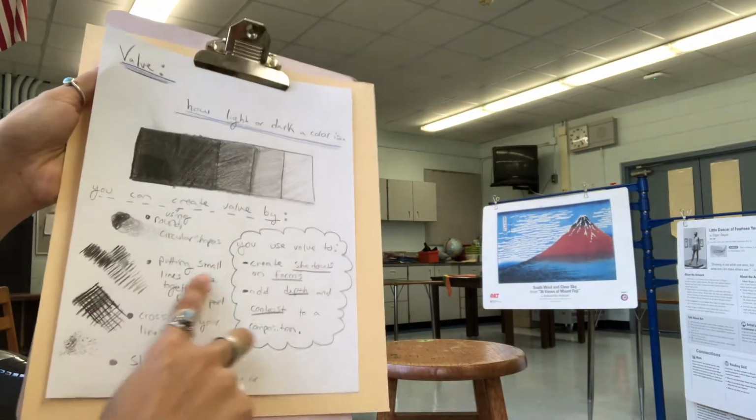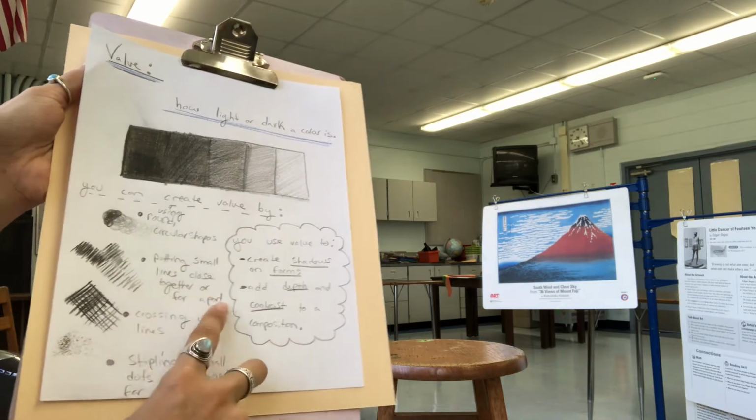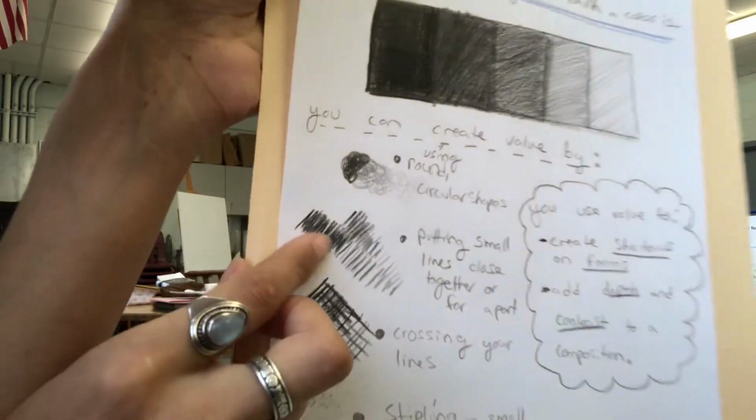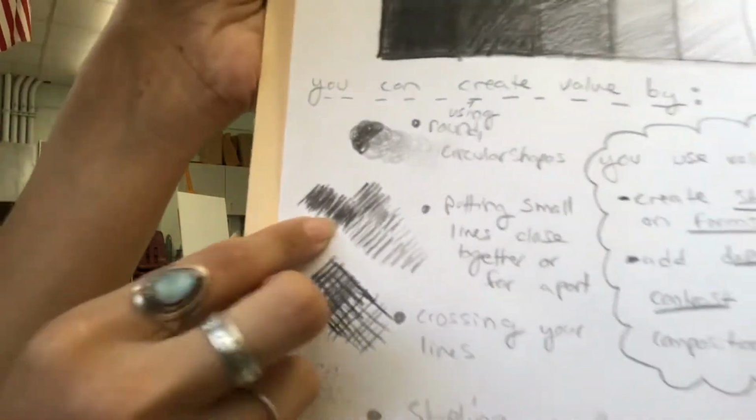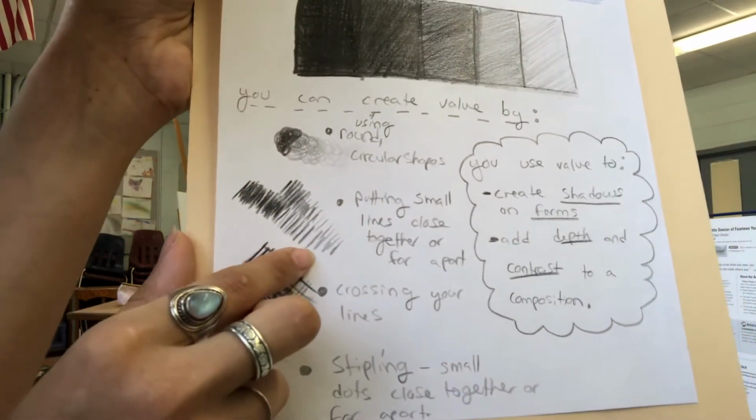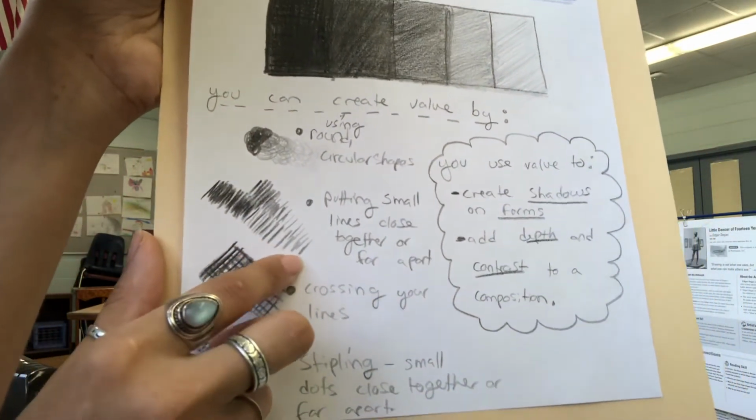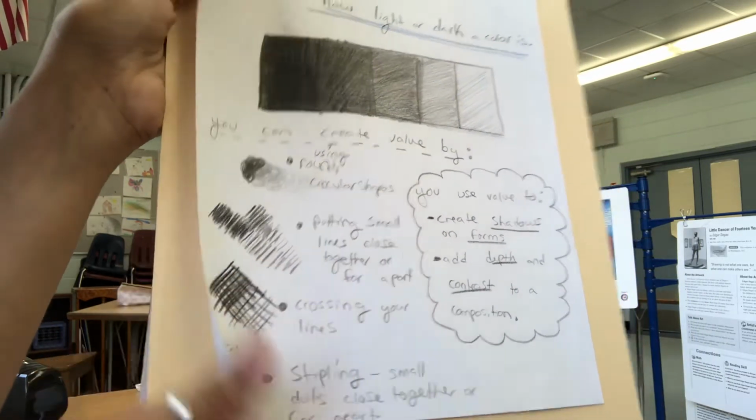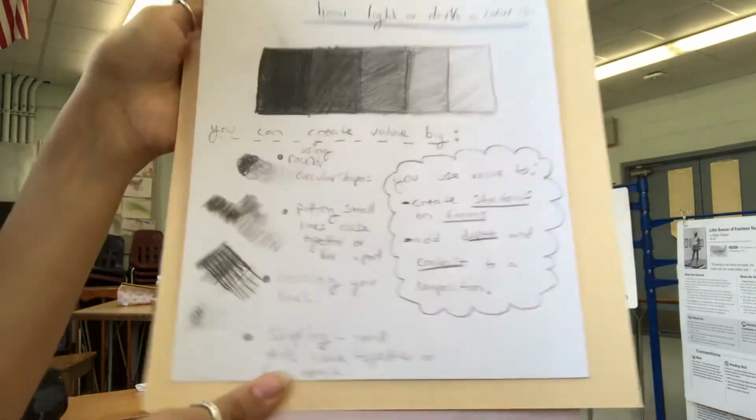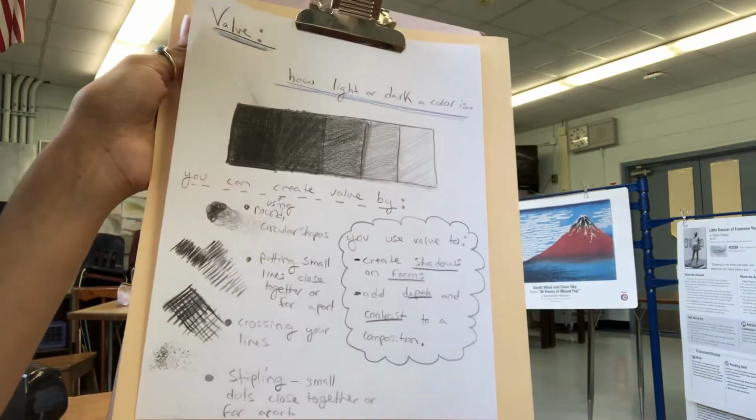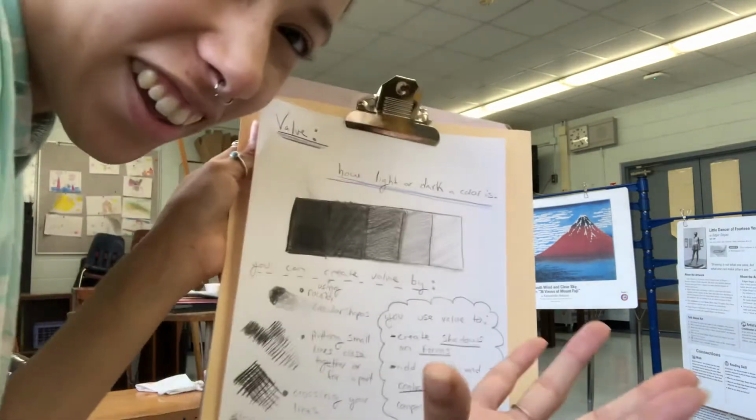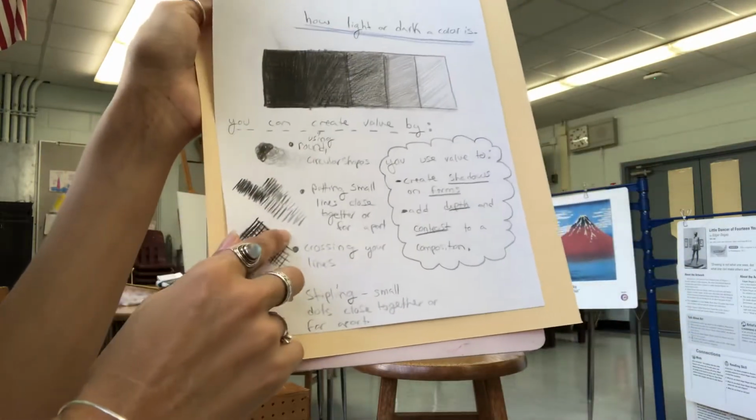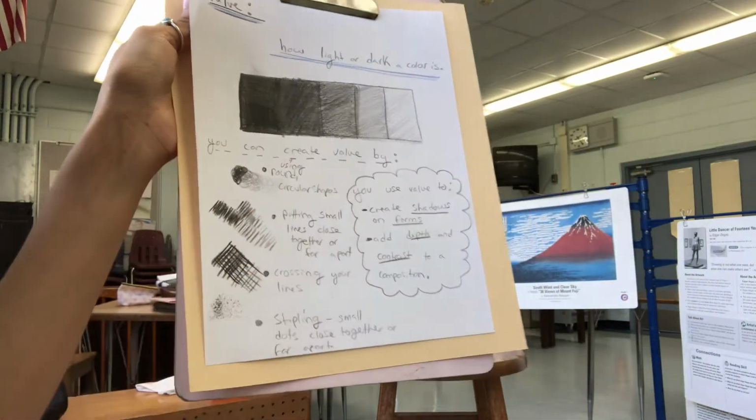The next one is putting small lines close together or far apart. You see here where it's a darker value, I have lots and lots of little lines, hundreds of them maybe. And when my value gets lighter, you can start to see the space between all of my little hatch lines. That's what they're called, hatching, hatch lines. Just like when you hatch an egg and you get a little tiny duck or something special. So just like that, we are hatching with our lines.